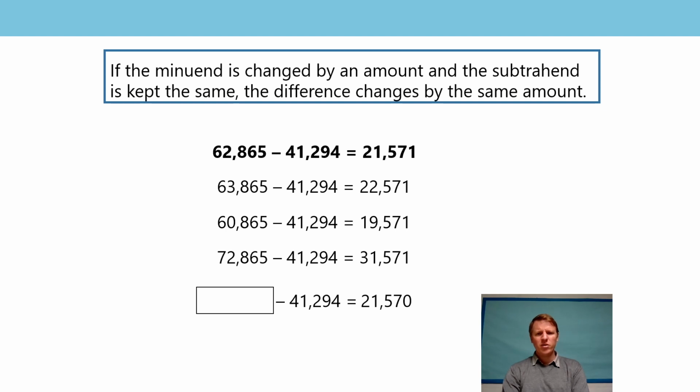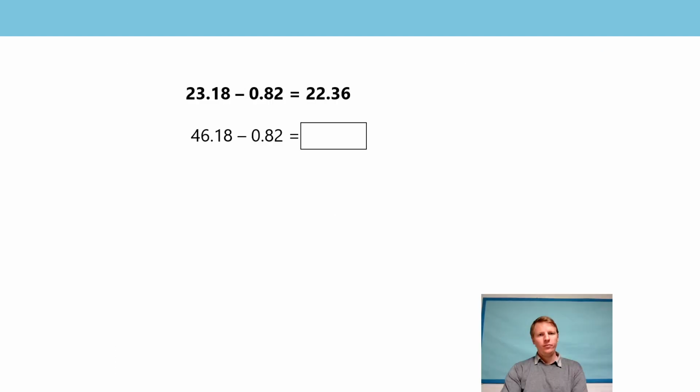I think I can see how they've both changed, but I wonder if there are fewer changes in any of the other differences. Can you see in the bold difference, 21,571, and now we've got 21,570. What's the difference between those two differences? The ones column has changed. The ones column has decreased by 1. So what's going to happen to our minuend? That also has to decrease by 1. So what is 1 less than 5 in our ones column? It would be 4. So our minuend would be 62,864.